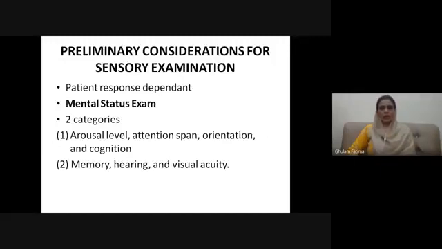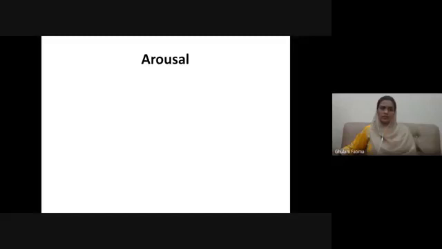We can divide the mental status examination into two categories. The first is in which you check the patient's arousal level, attention span, orientation, and cognition. All these are executive functions or higher mental functions that need to be working at their optimal for your sensory examination to be reliable. And in the next part, you will be checking the memory, hearing, and visual acuity of the patient. So these are the categories that I use in that case.